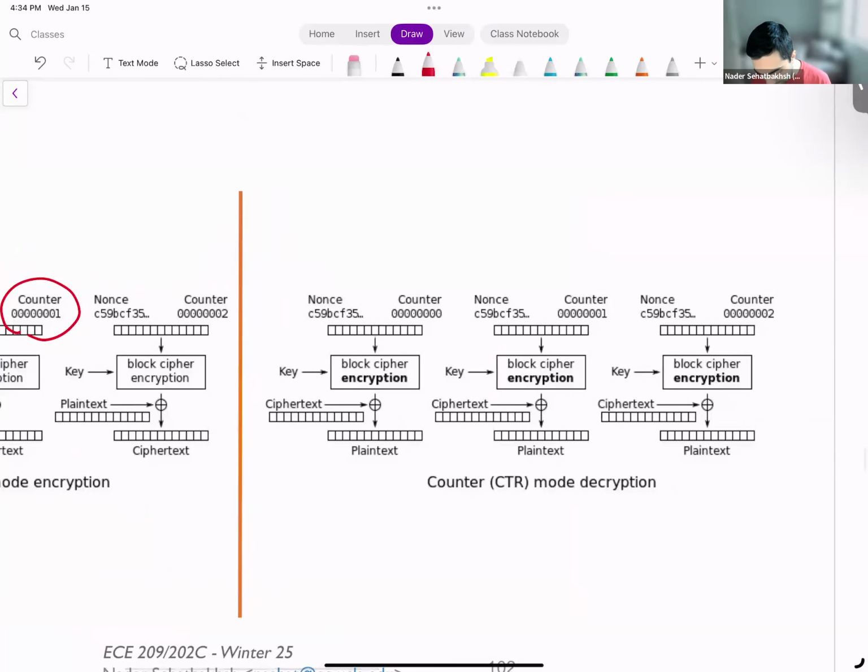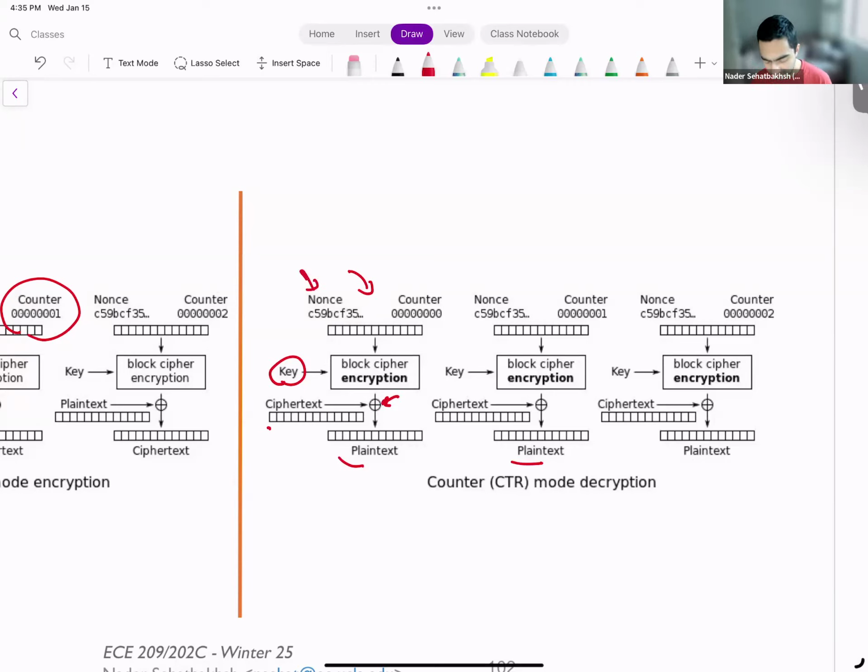Decryption is basically exactly the same process. We take the same nonce and counter, we encrypt it using the same key, and we XOR it with the ciphertext. And if you remember, if you XOR the ciphertext with the key stream, you're going to get the plaintext. We already discussed that in the one-time pad. So this way, we're going to get our plaintext back. And this nonce is also publicly shared.